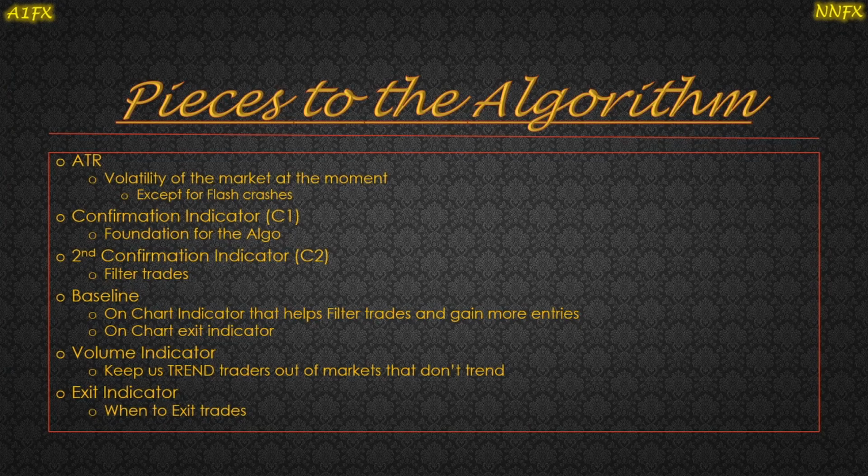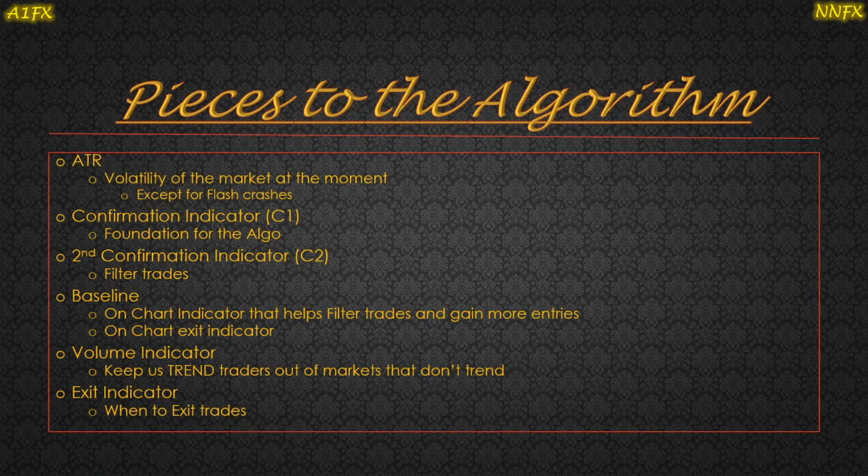And this is the foundation of your algorithm. Like I had told y'all, a good foundation can help you build a multi-million-dollar mansion, or a regular house that ends up cracking in a couple of years. Now with that, the next piece is the second confirmation indicator, and that serves the purpose to just filter out the bad trades of the first confirmation indicator. In other terms, it's made to get rid of all the losses that your C1 indicator had made. And the next one is a baseline.